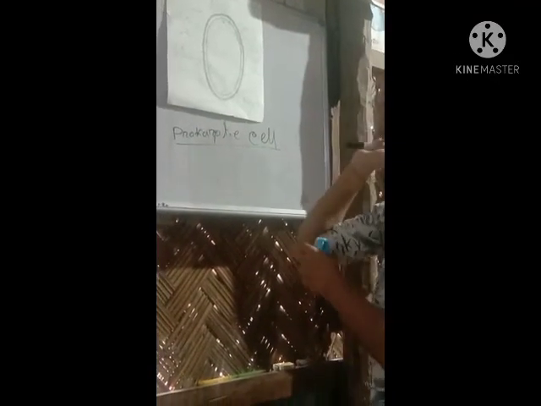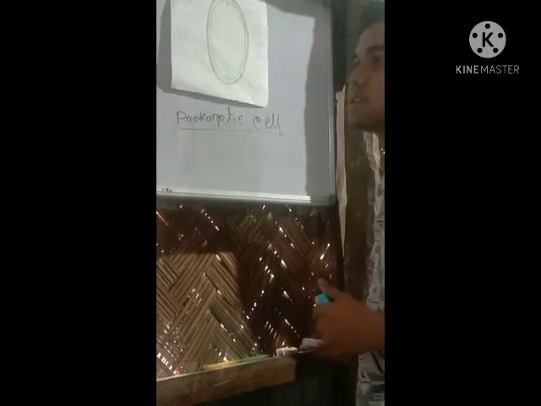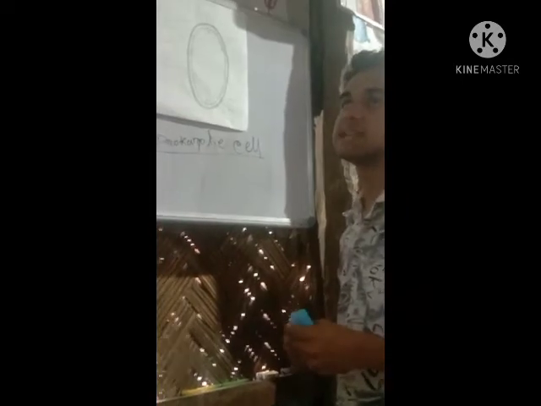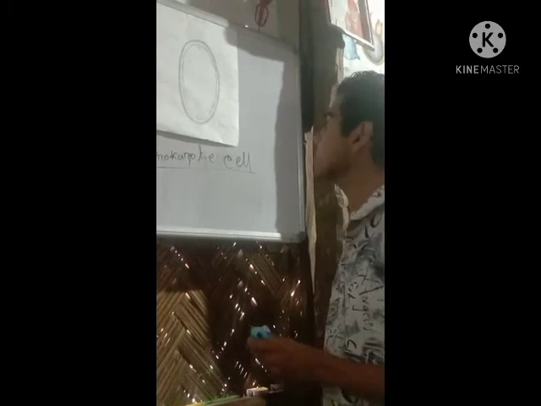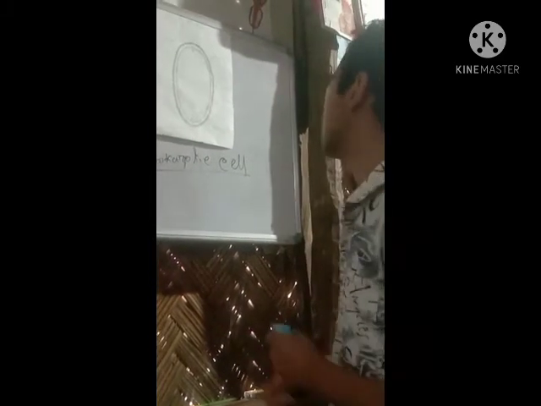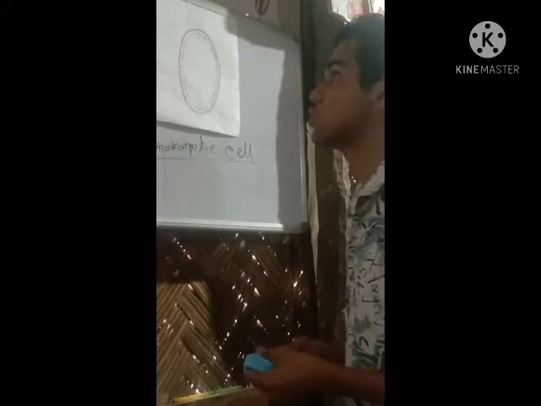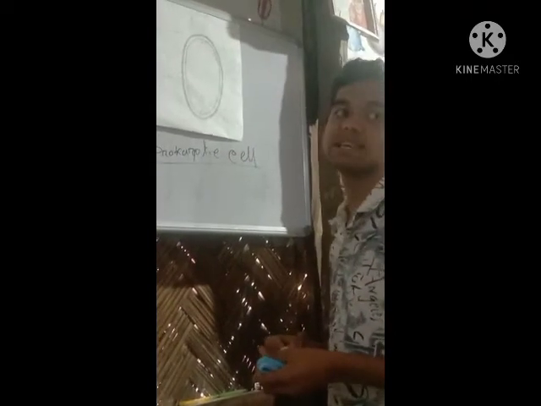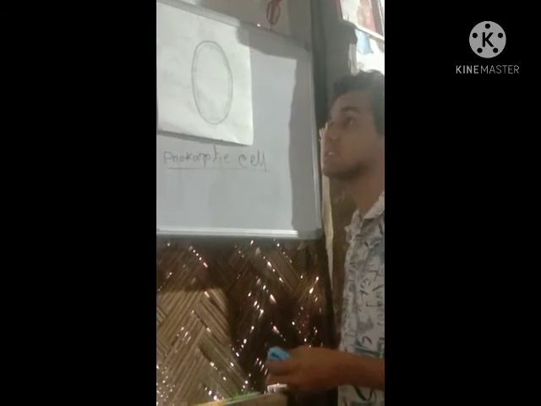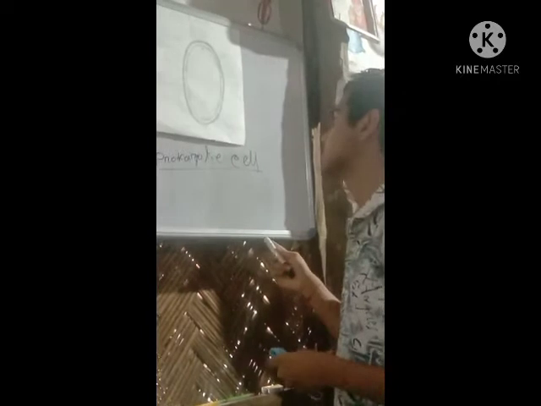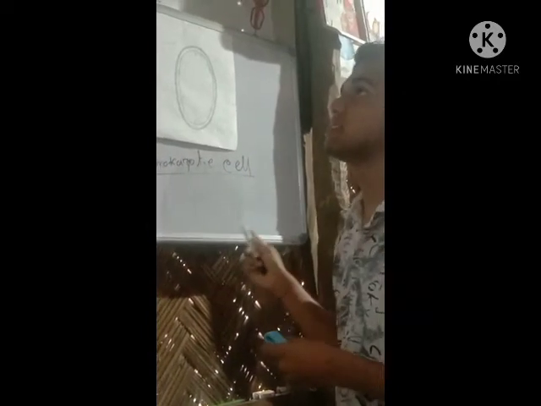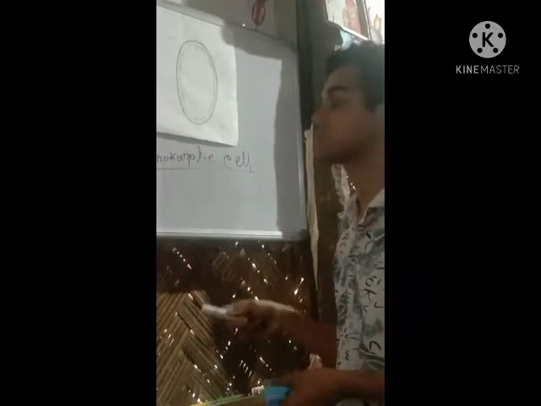And then plasmid. Besides the main DNA, some external DNA is present, which we call plasmid. It helps in some organic or physiological work of the prokaryotic cell. Then ribosome, which is non-membranous. Its nature is 70S, that means its sedimentation rate is 70S, and it acts as a protein factory.